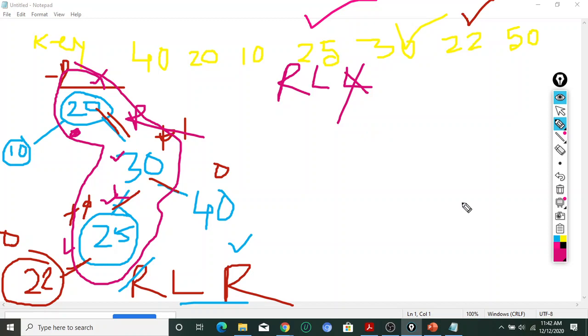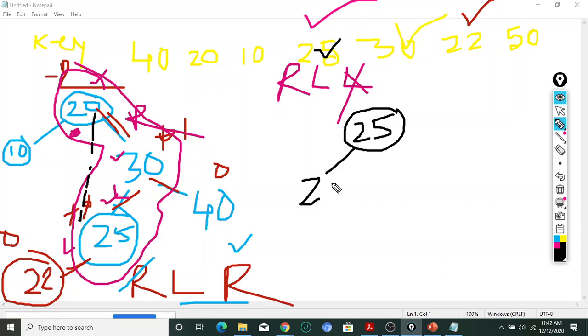RL rotation means it's a double rotation. What will happen in case of RL rotation? If I want to perform it in a single step, we will exchange the last node with the root node, yes or no? So 25 will be my root node. 25 will be the root node, and the left subtree stays as it is. This is RL rotation, so L means left, so 20 will be placed to the left of 25.